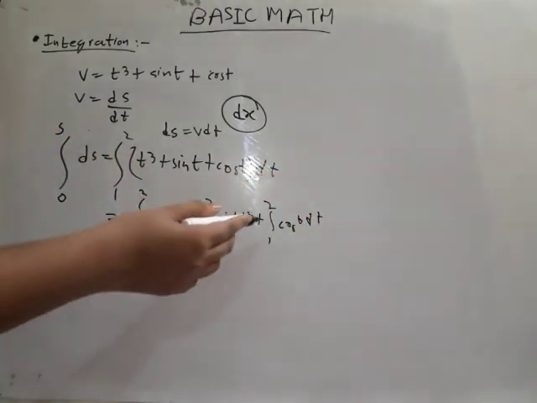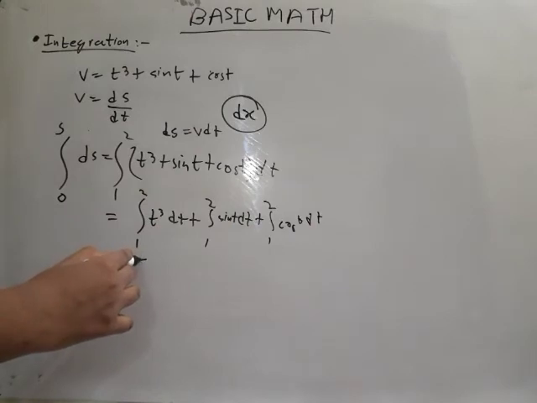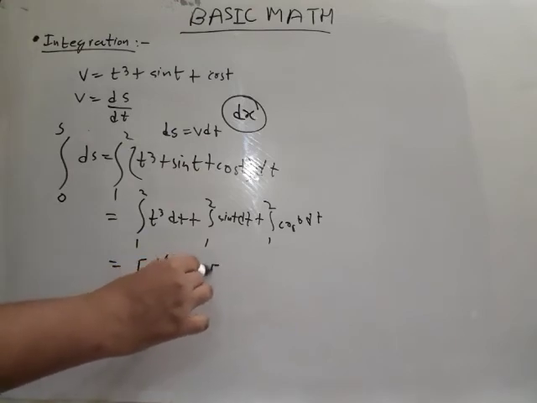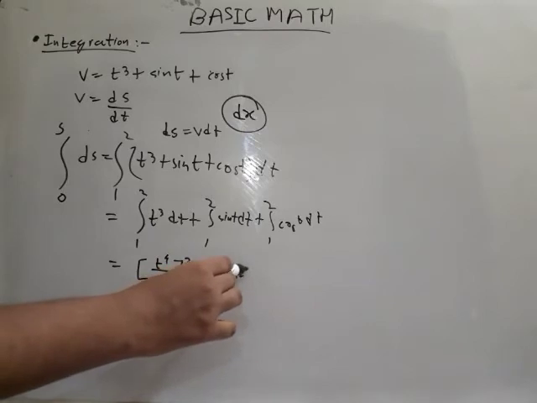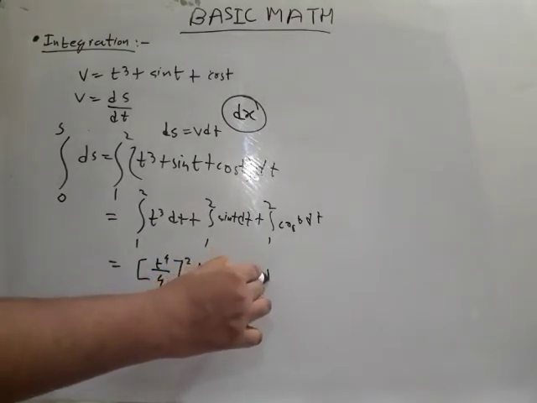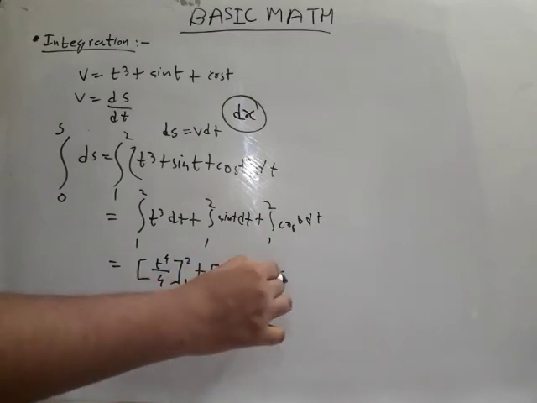Now what is the actual value of each? t cube means t to the power n plus 1, that is 3 plus 1 is 4, by n plus 1 means 4. 1 to 2, it is written like this after we have integrated it. Sin t means minus cos t, and cos t means just sin t.